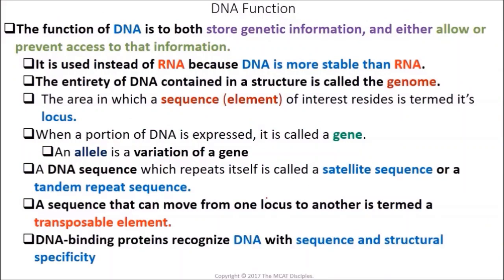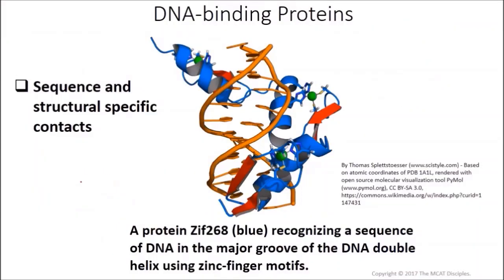DNA binding proteins recognize DNA with sequence and structural specificity. So what we're going to go through next is DNA replication. And there are going to be some DNA binding proteins that bind to the DNA, and you're going to wonder how it knows to bind at that location. It's not just about the sequence. Yes, they use the sequence and they use these base pairs and the moieties found on these bases to recognize the right position to bind to, but it's also structural.